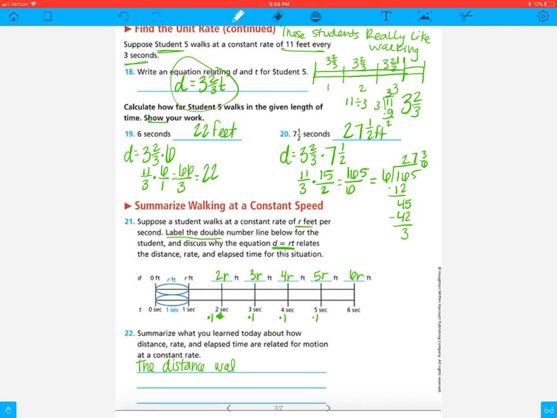So how can I summarize what I learned about distance, rate, and elapsed time, and how they're related for motion at a constant rate? The distance walked is equal to the product of the elapsed time and the unit rate.